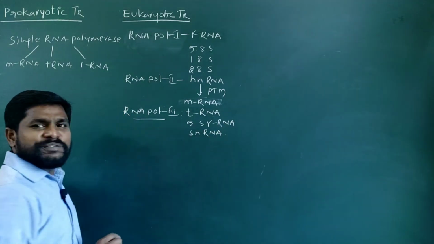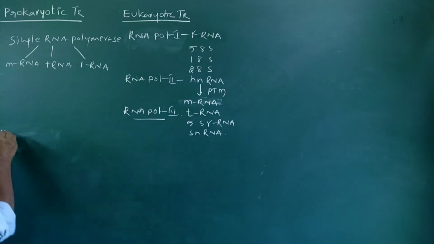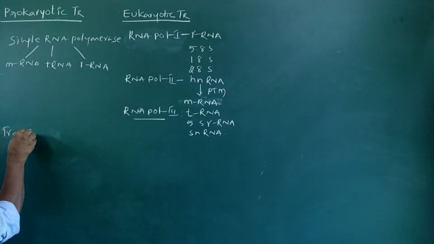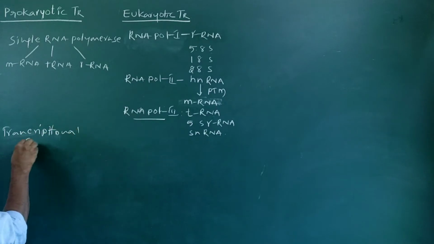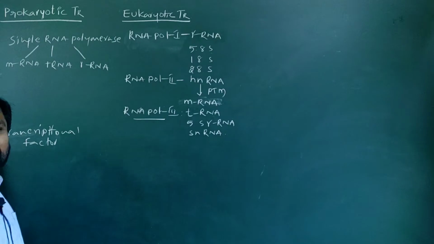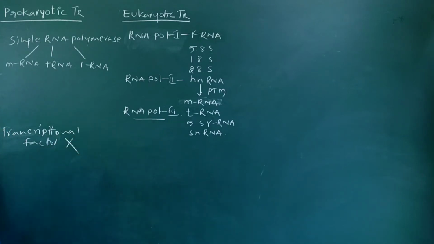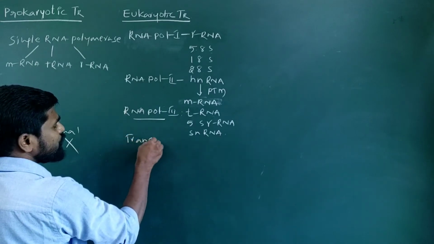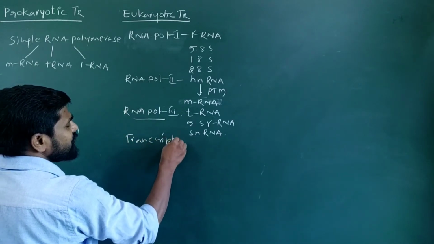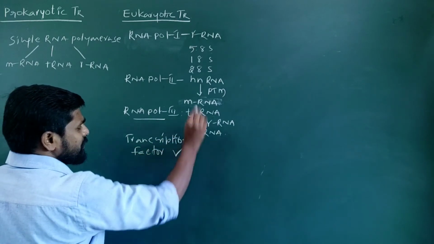The next difference between these transcriptions of prokaryotes and eukaryotes is transcription factors. Prokaryotic transcription doesn't require additional transcription factors, but eukaryotic transcription requires transcription factors during the elongation of transcription.